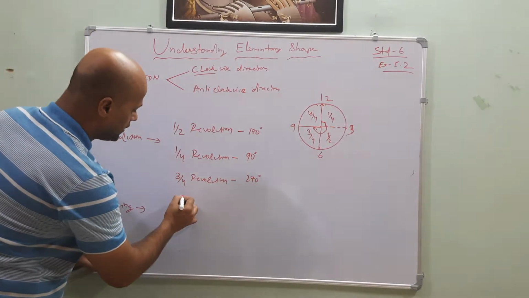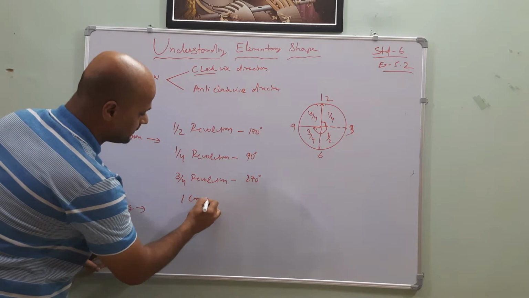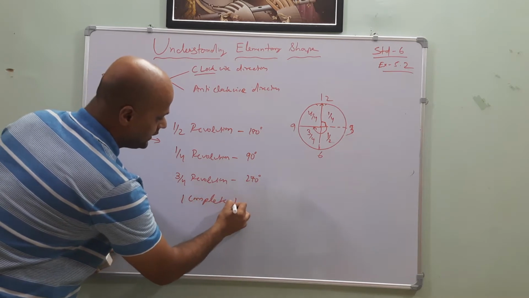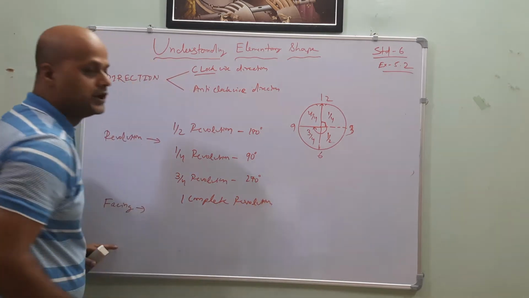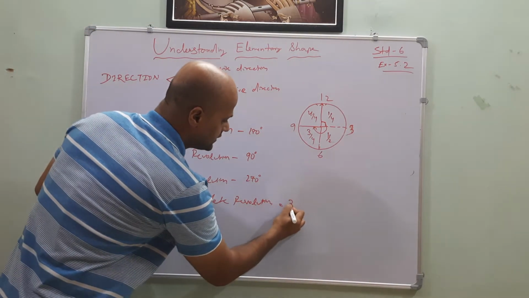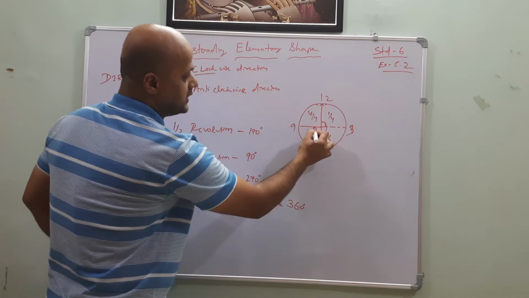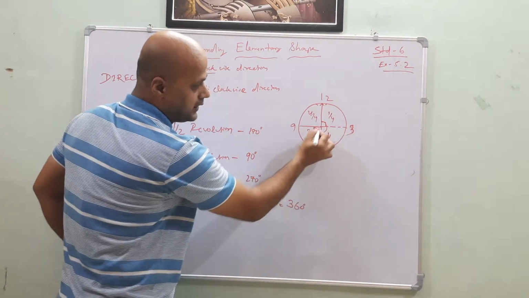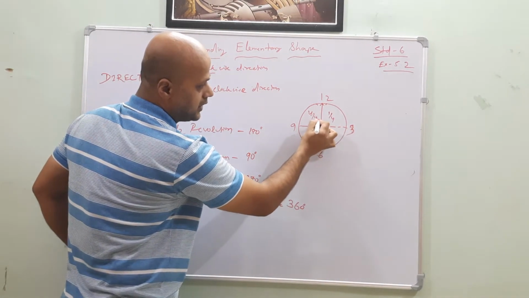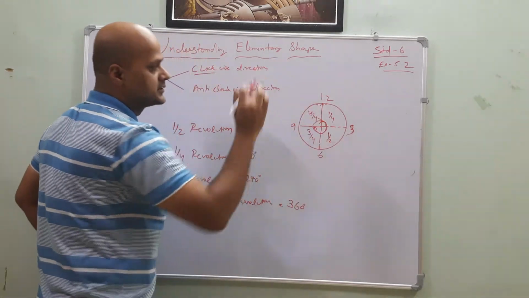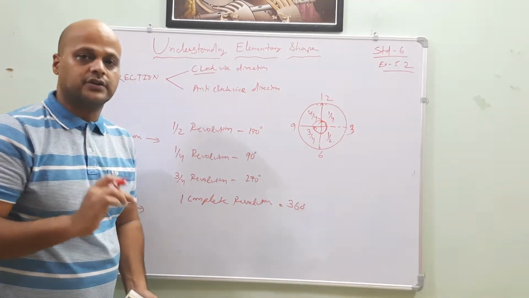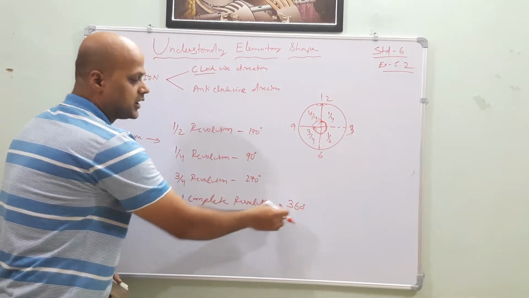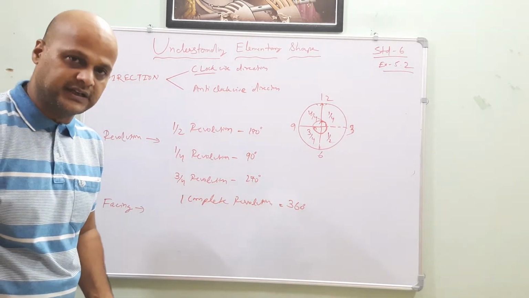Now it is saying one complete revolution. What is the meaning of one complete revolution? 360 degree. It starts from 12 and again comes back to the original 12. Then it is called one complete revolution. The value of one complete revolution is 360 degree.